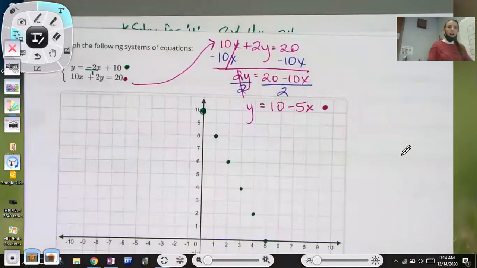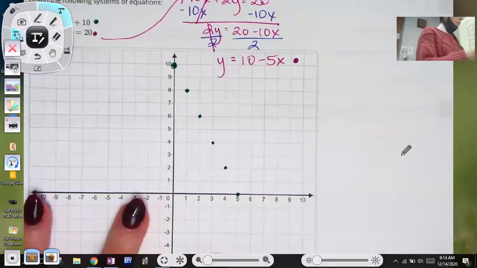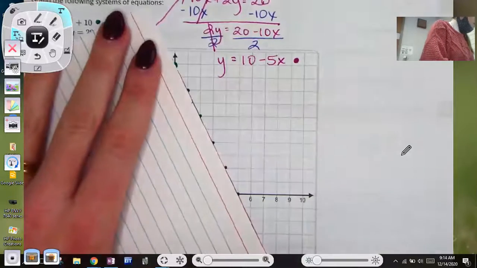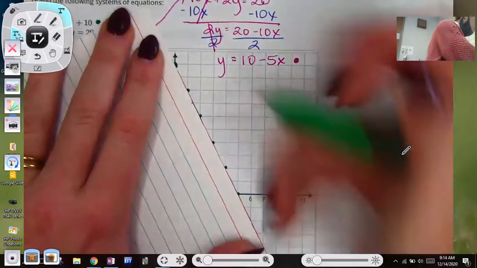All right, there's my line. You don't have to graph all those points on there. If you just click that line button, it'll create the line for you.